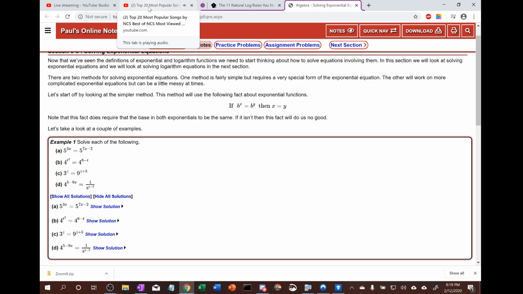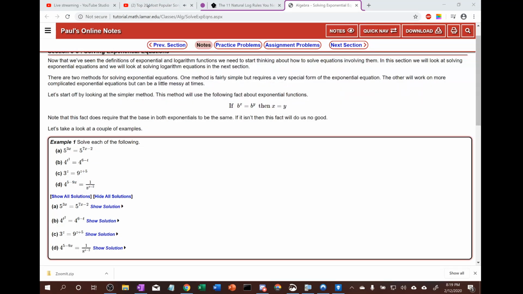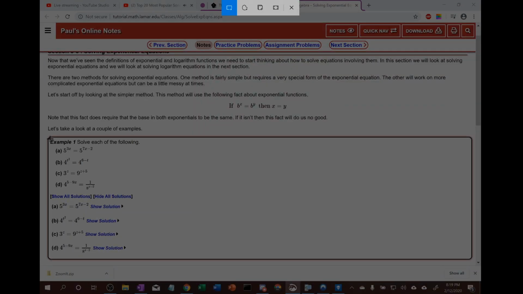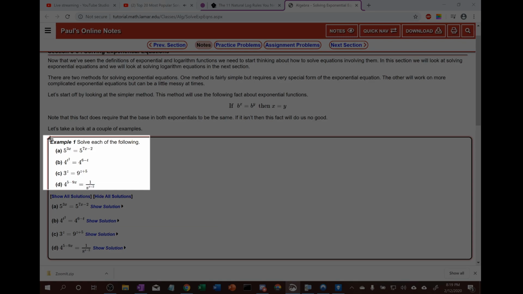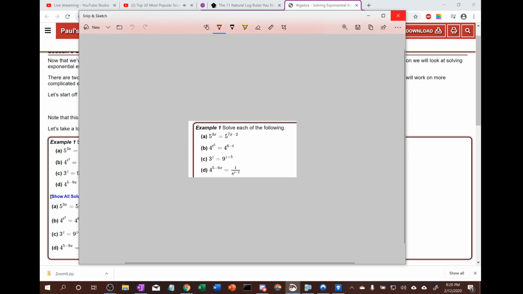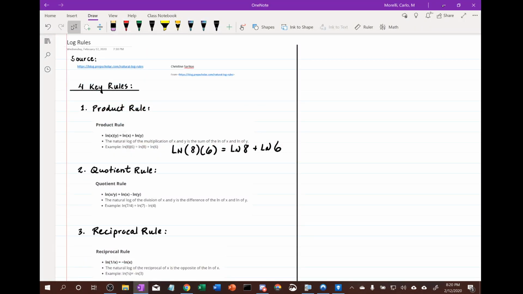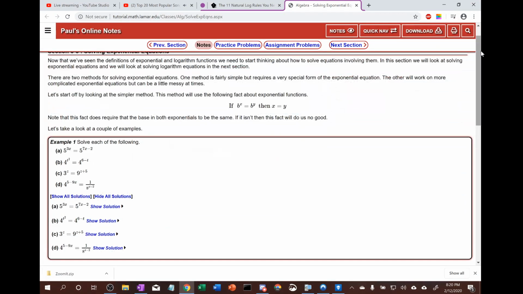All right. So let's actually do some problems. Or at least a couple. Or I'll get them pasted in. Okay. So this goes with Paul's rule: if b to the x equals b to the y, then x equals y. Okay, so I'm going to go over here. This is kind of my parallel notes from Paul. Okay. I don't know what happened.